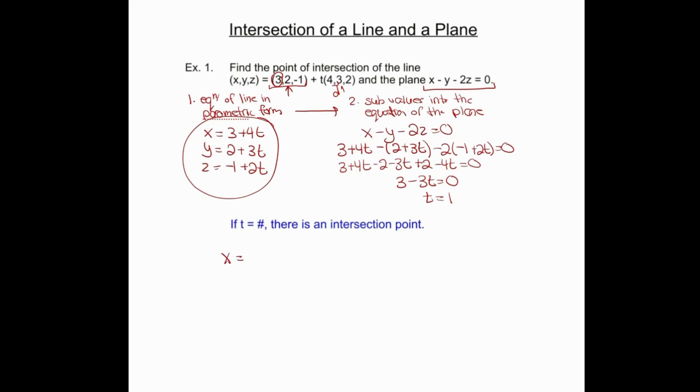So x is equal to 3 plus 4 times 1. Well, that gives me 7. Y is equal to 2 plus 3 times 1. That gives me 5. And z is equal to -1 plus 2 times 1, and that's equal to 1. So this is telling me that my point of intersection between this line and this plane is going to be at (7, 5, 1).